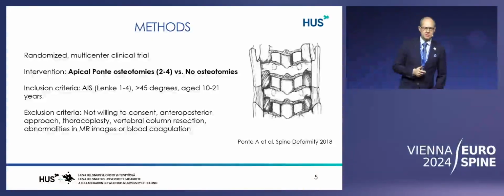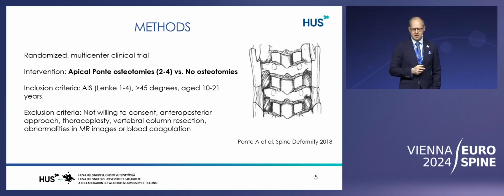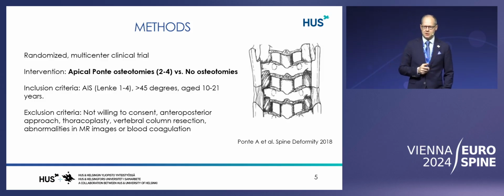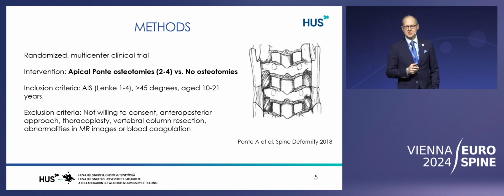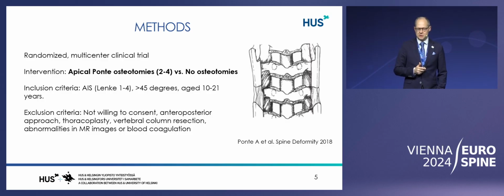So this study represents a Finnish multicenter randomized clinical trial. The intervention is apical Ponte osteotomies, minimum 2, maximum 4, as compared to standard bilateral facetectomies. And we included patients with Lenke 1 to 4 curves, more than 45 degrees, aged between 10 and 21 years.